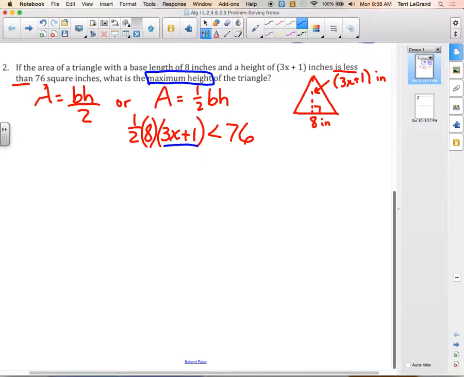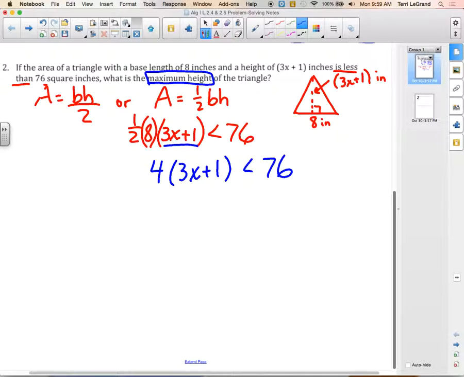Let's take half of 8. What is half of 8? 4. Okay? Now instead of doing distributive property, what could we do instead? What's another option we have rather than doing distributive? We could cancel.